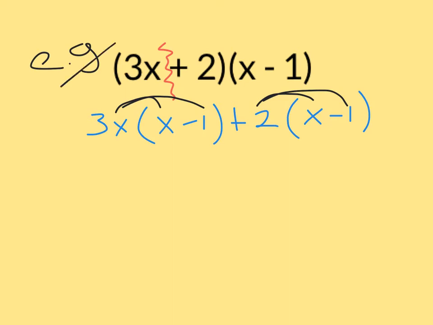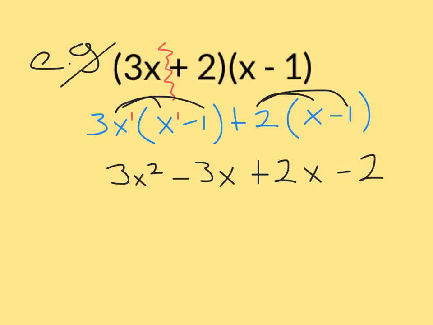So if I go ahead and multiply then, 3x by x, remember we said that there are imaginary ones here on the x's, or invisible ones. So what we do is we add the powers when we have 3x by x. So that's 3x squared. Then we have 3x by minus 1, which will give me minus 3x. Then I have 2 by x, which gives me plus 2x. And then I have 2 by minus 1, which gives me minus 2.